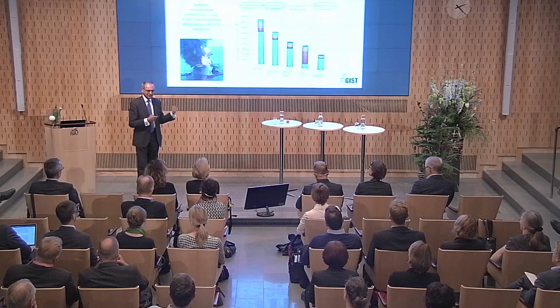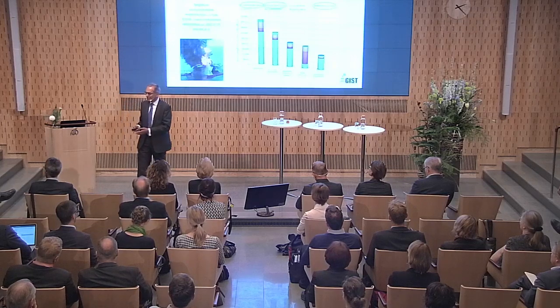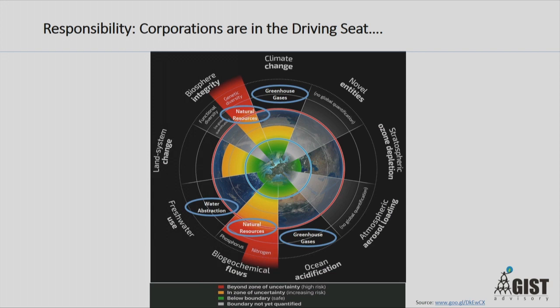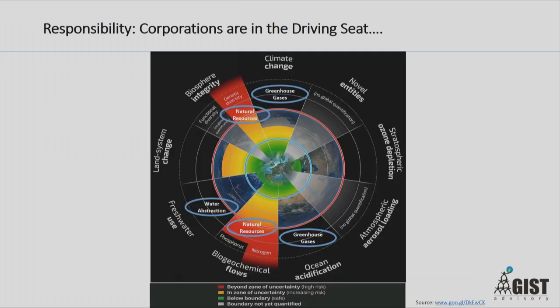So this is the challenge: we look at private transactions, we calculate the profits, we celebrate the profits, but we don't look at the externalities. And the externalities, which are to do with greenhouse gas emissions, water abstraction, and natural resource use, you can see how many of the natural resource use issues are already approaching problem dimensions. Six of these planetary boundaries are basically coming out of the resource use issues and the externalities of the private sector. So we do have to be conscious of this responsibility of being in the driving seat.